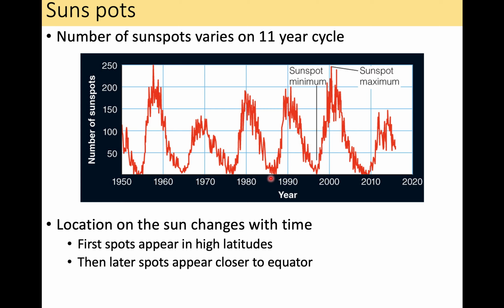And it's not only the number of sunspots on the sun that change, but it's also the location of the sunspots. So they first appear at higher latitudes, so closer to the poles, not quite at the poles of the sun, more like 30 degrees north and south-ish is where they will first appear. And then over time, they move closer and closer to the equator.